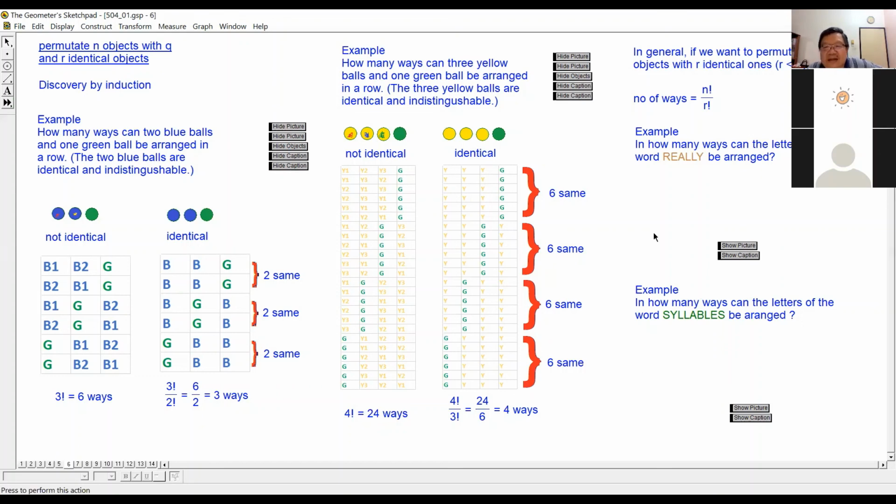So in the next lesson, I'm going to ask you how to calculate when there are identical objects.